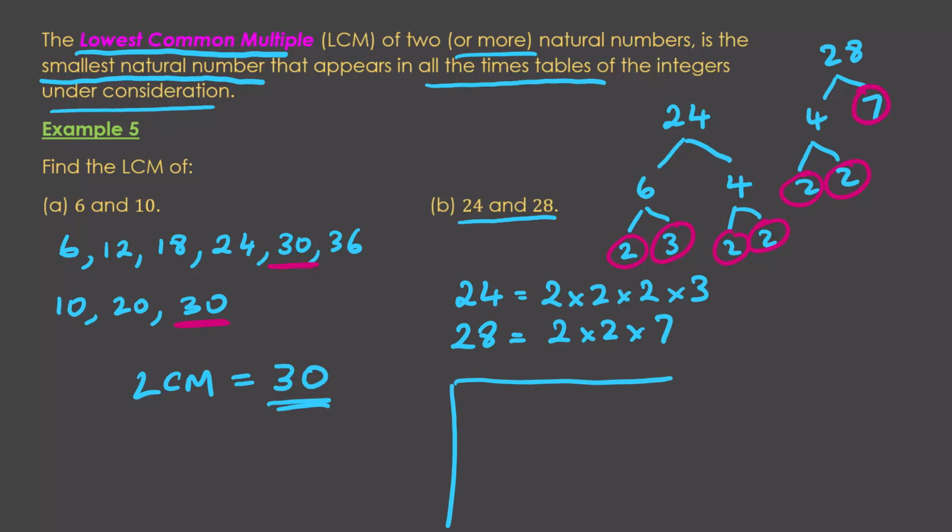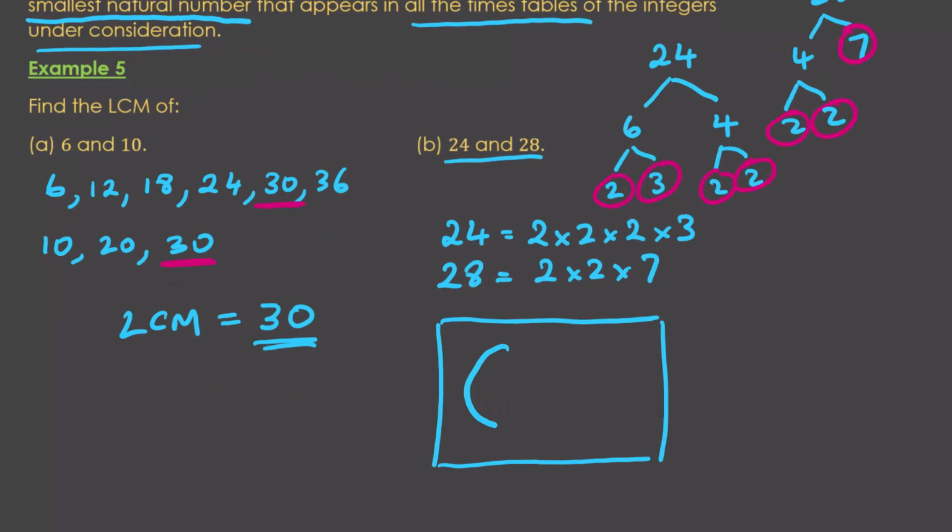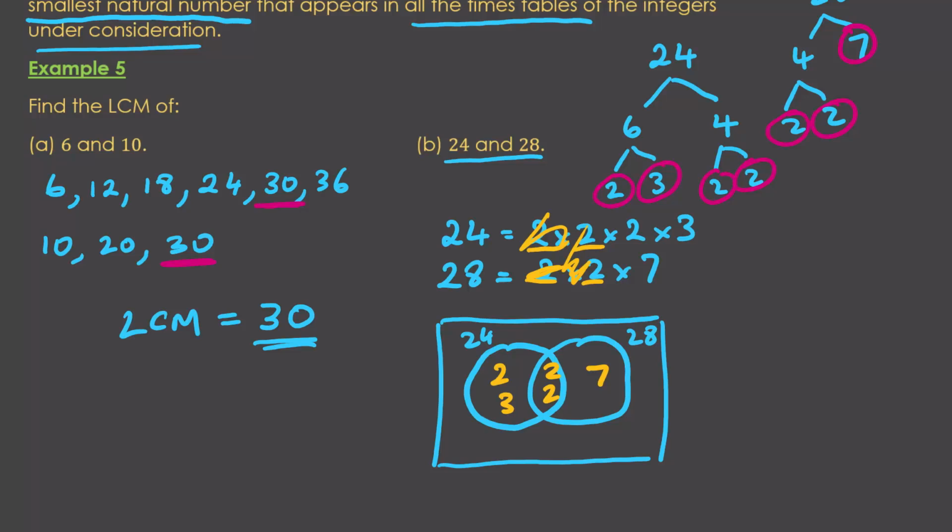And then one way of approaching this is to do a Venn diagram of the factors. So there's 24, there's 28, and what do they have in common? Well, they've got these 2's in common. So let's put the 2's in the middle here, and then we can just remove those from consideration. 24 has 2 and 3, and 28 has 7. Now, from here we can get the highest common factor, which is 4.